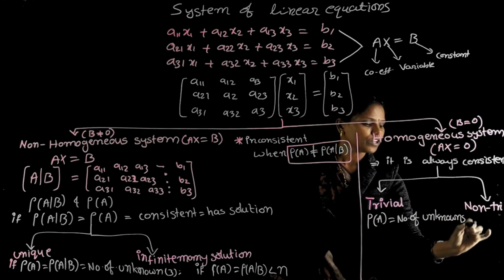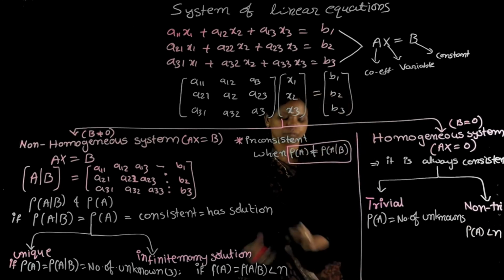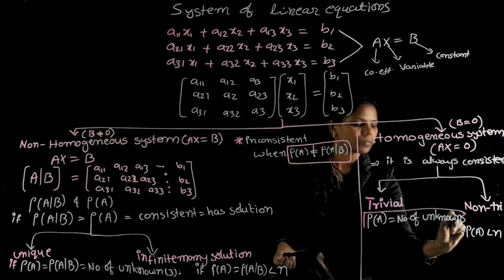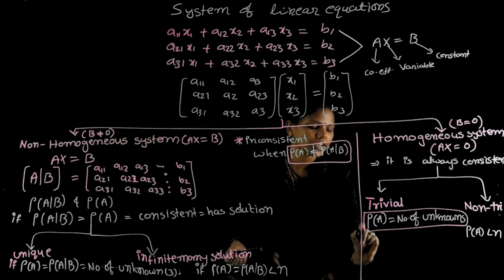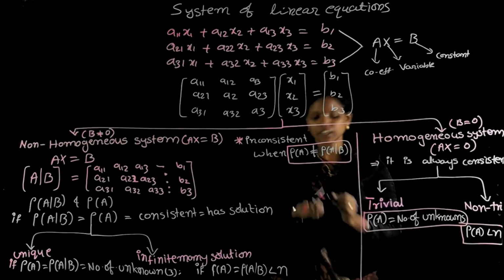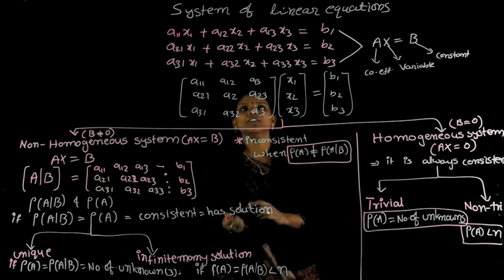When we get a non-trivial solution, the rank of A is less than the number of unknowns. So we should keep these formulae, these conditions, in our mind. Then we can easily check the consistency of the system.